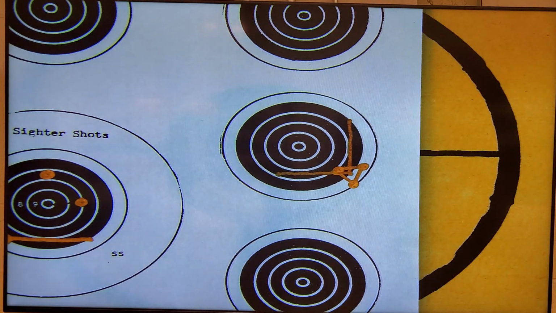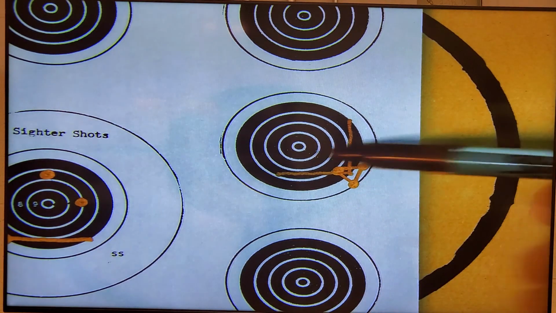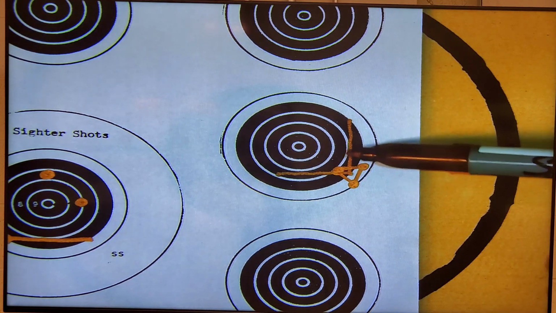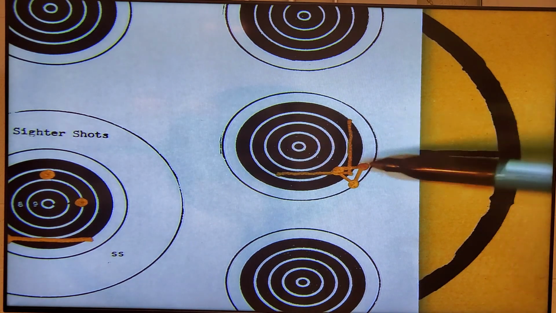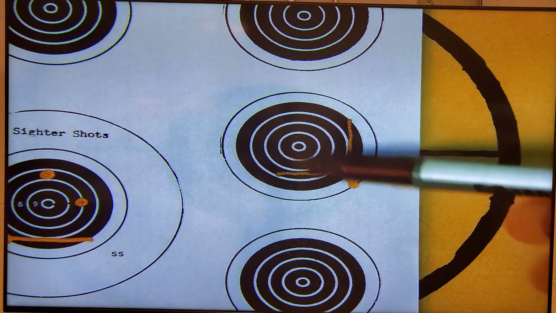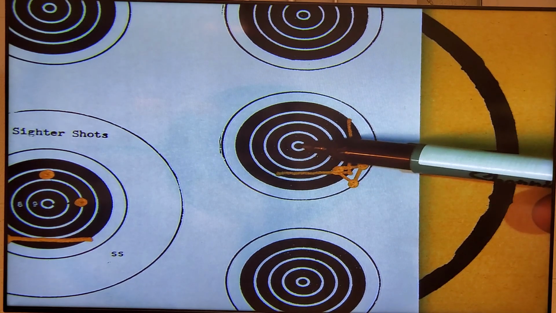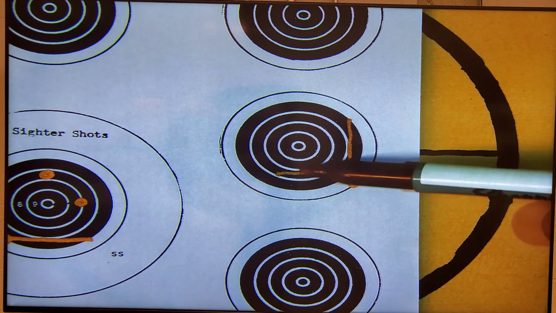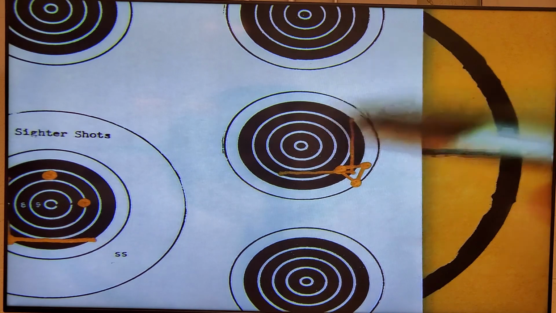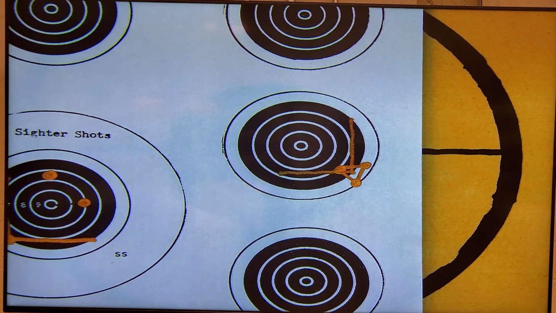So we know we need to use the side knob to take us to the left. So we're going to turn it clockwise, and we can cipher up the number of clicks there. And the same thing with our elevation. We're going to use our top knob, and we're going to turn it counterclockwise to bring us up. And how many clicks do we need? 4, 4, 4 to get us to the center. If you have questions, please email me.